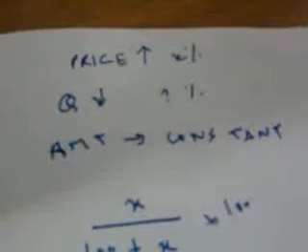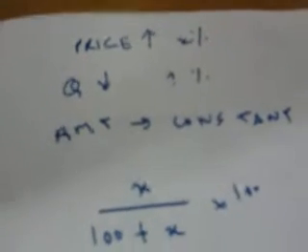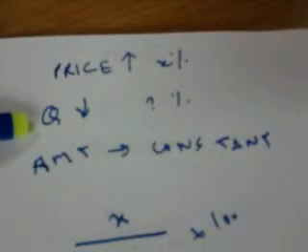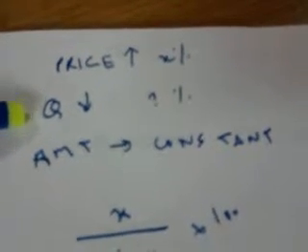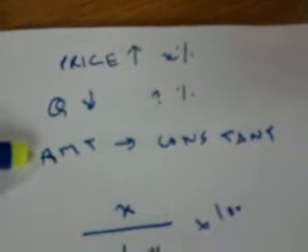This is a typical question in percentage. Price of a commodity goes up by X%. By what percent must the quantity be reduced so that the total amount spent by the consumer is constant? We have all done this sum using this formula.